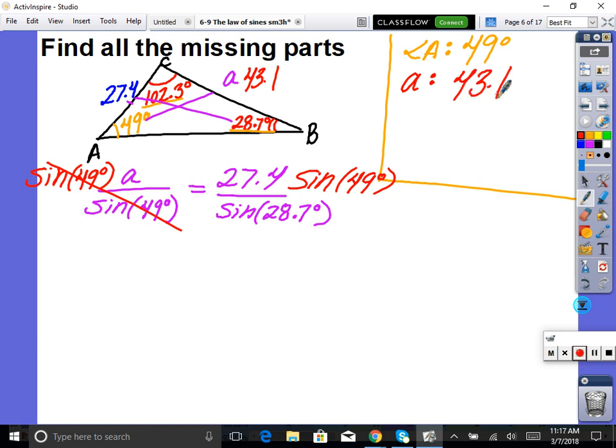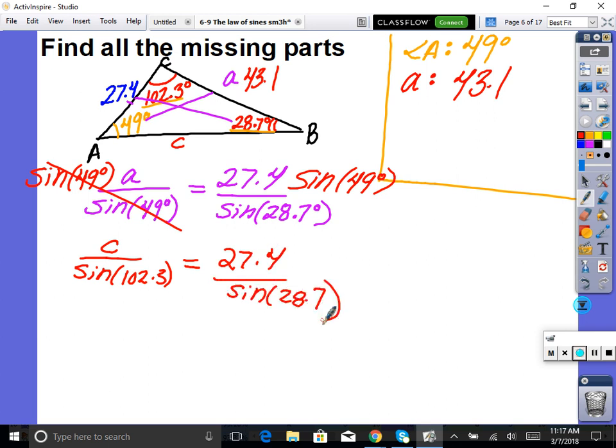All right, let's find side C. You'd go like this: C over sine of the angle across from it is equal to, now you could use any side and angle, I'm just going to go with this again, 27.4 over sine of the angle across from it. So now you would multiply up by sine of 102.3, and we're all typing it in as quick as possible, and C's alone now. 55.7. Now keep in mind, a lot of people will get here and then use the Pythagorean theorem to find the third side. That does not work, because this is not a right triangle. Do not use the Pythagorean theorem unless it's a right triangle.